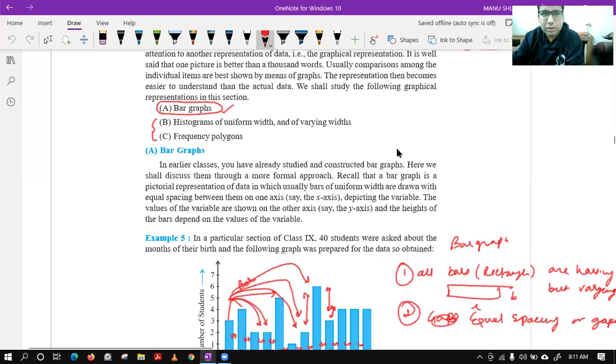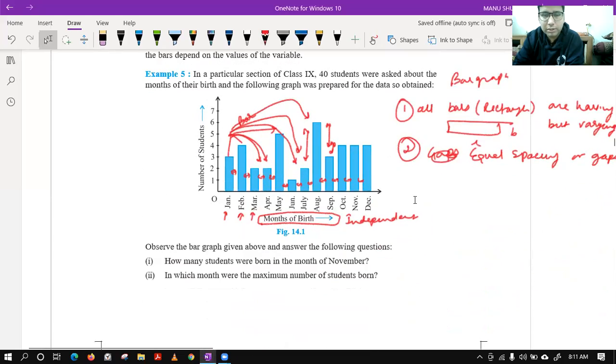Bar graph we have already discussed. In this example, you can see these rectangles which are showing the data in a particular month. So this is an example in which 40 students were asked about their date of births. What they have done is they have counted the months for them. So there are three students who have birthday in January. There are five students who have birthday in May, and that way they have arranged and made a bar graph.